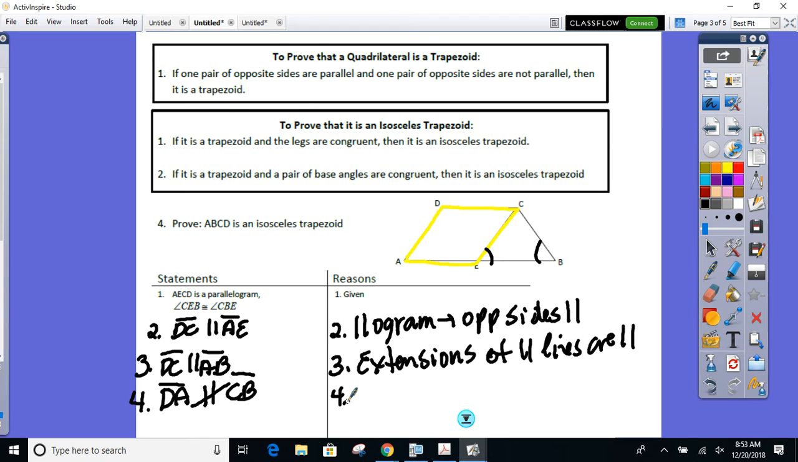What do you guys know about parallel lines? They intersect, right? If I kept extending DA and CB, what's going to happen? Okay, so we are going to write down they will eventually intersect.